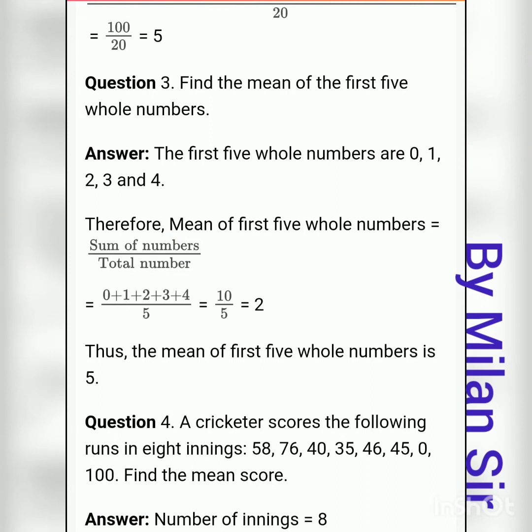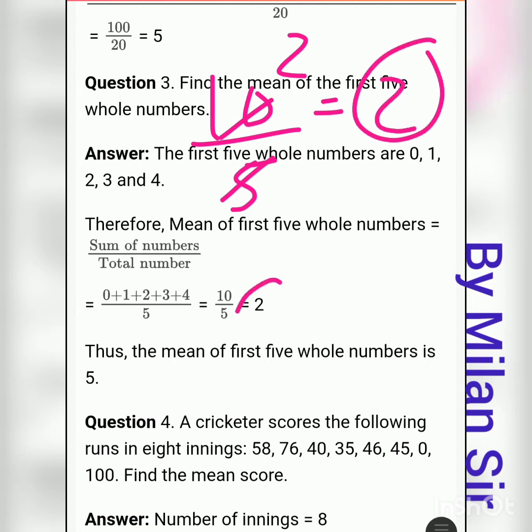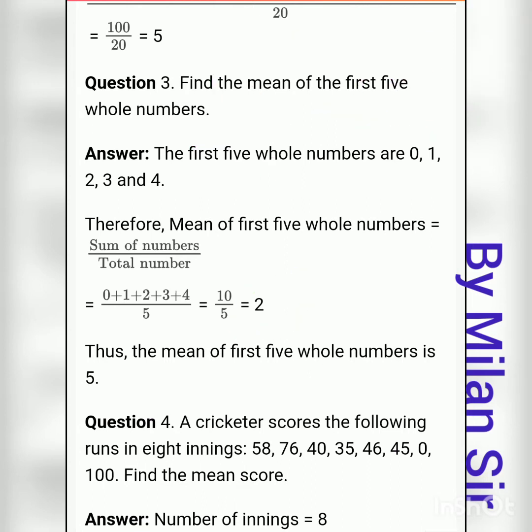This is the formula of mean. So we need to add all these numbers: 0 plus 1 plus 2 plus 3 plus 4, and then divide by the total numbers, 5. Now 4 plus 3 is 7, 7 plus 2 is 9, 9 plus 1 is 10. So in the numerator 10 and in the denominator 5. Now 10 by 5: 5 twos are 10. So our answer is 2. That means the mean of the first 5 whole numbers is 2.